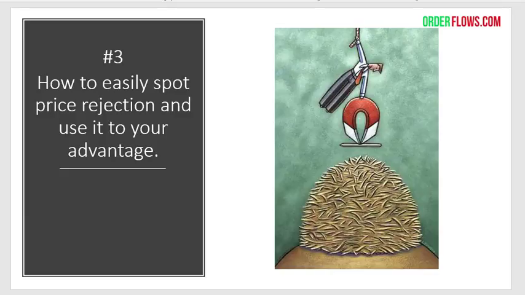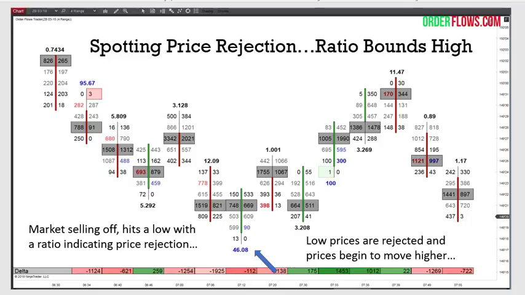Now, the third thing I'll talk about is how to easily spot price rejection and use it to your advantage. And again, price rejection doesn't always appear. Sometimes it's like finding a needle in a haystack. If you can have a tool that will help you find that needle in the haystack, then great. So how do you spot price rejection?